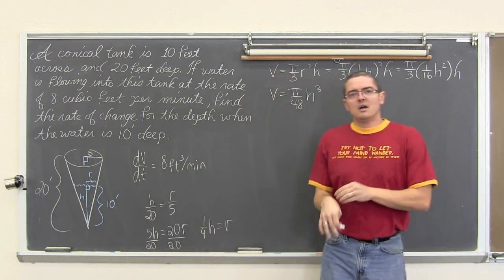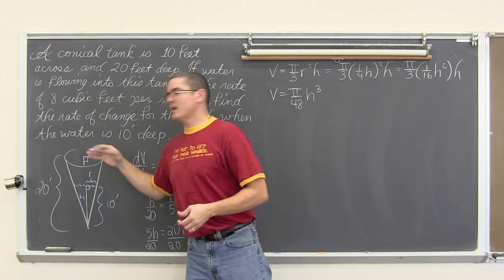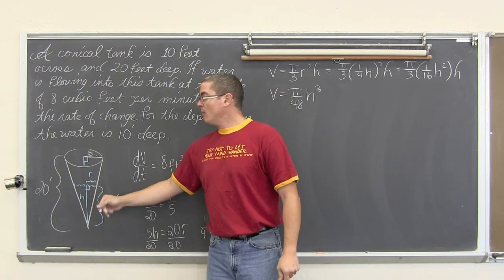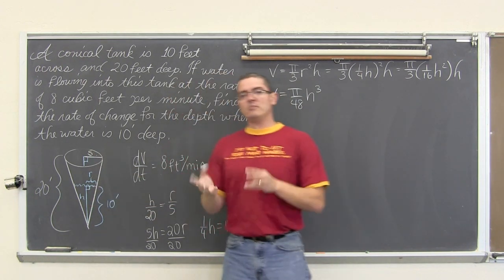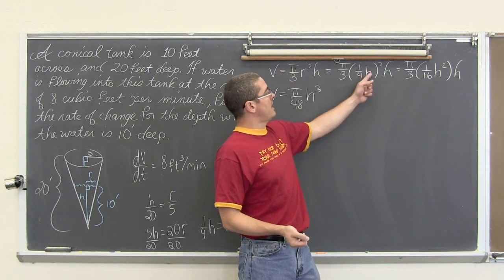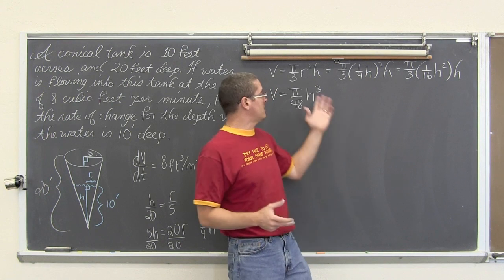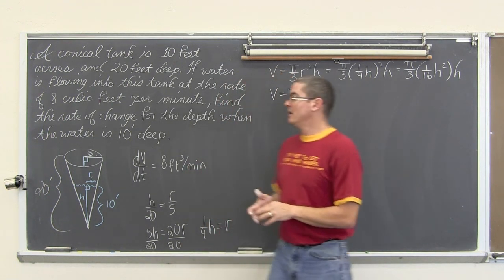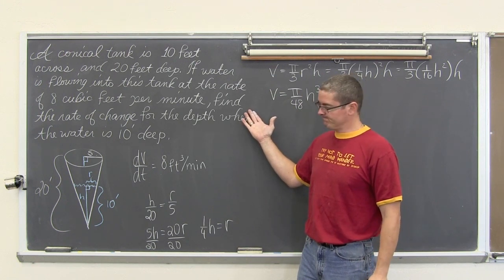So you see, the measurements of the entire cone are important because I really only care about what's happening with the water, but the shape of the cone allows me to make this relationship between the radius and the height. That way I can manipulate the equation to make it simpler, have fewer variables in it, and thus be able to solve the question.